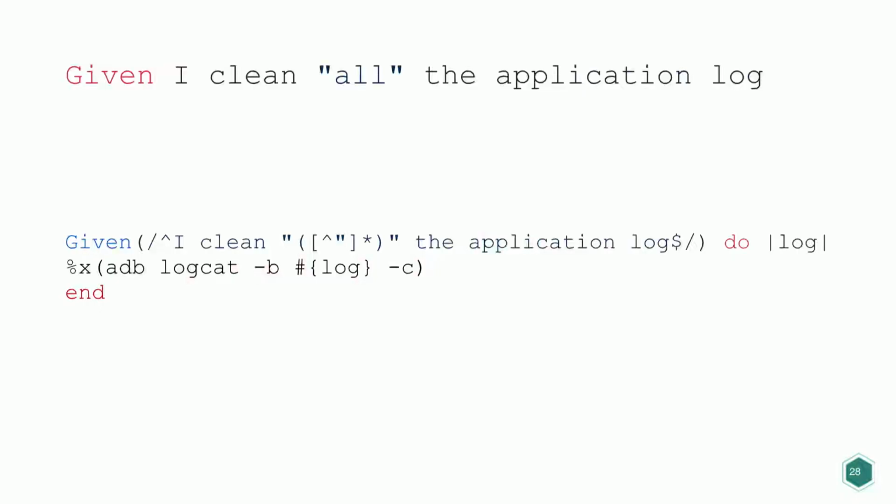So the given statement will look like this in the step file. The implementation is just we'll call the Android Debug Bridge to clean all the logs. As we can see here, the keyword all is passed to the function, right?